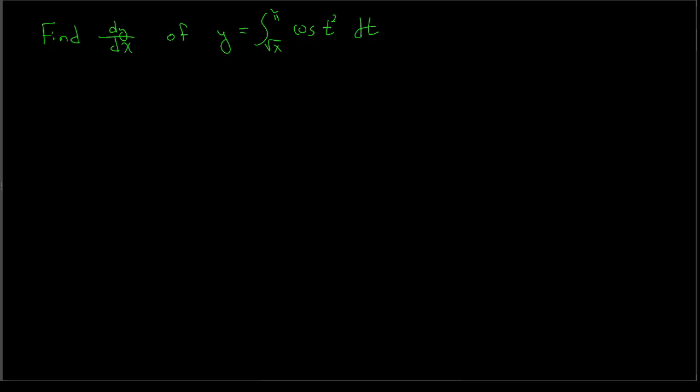We're going to look at the fundamental theorem part 1. And the fundamental theorem part 1 says that f prime of x equals d dx of the integral from a to x of f of t dt, and that is equivalent to f of x. And we're going to note some things about what we're given here.